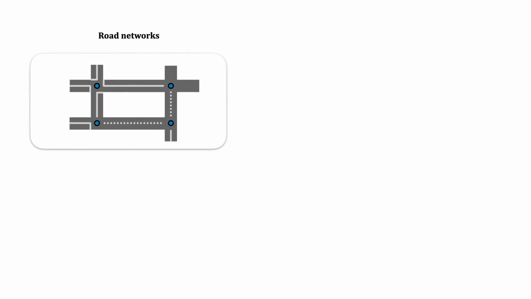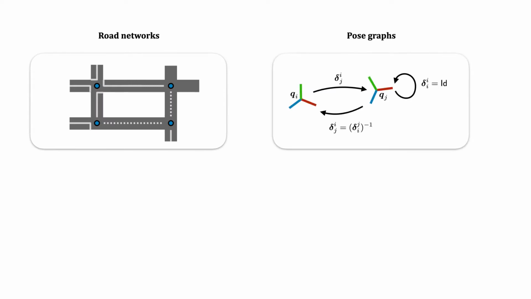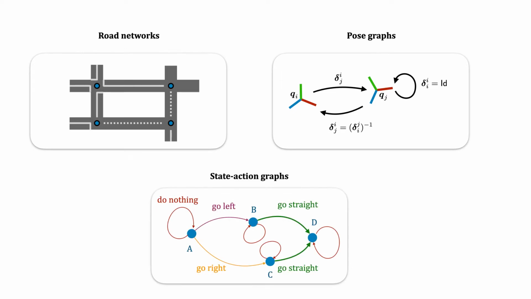In this lesson, we are going to review the graph theory that we need to solve robotics planning problems. Here are some examples of graphs that are useful in robotics. The road network is a graph that describes which routes can be taken by a car in the city. Pose graphs are the structures used in SLAM to estimate the geometry of the environment and the location of the robot. State action graphs are graphs where the edges represent the choices we can make at each stage.